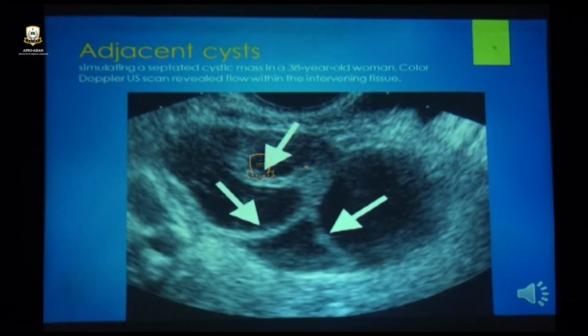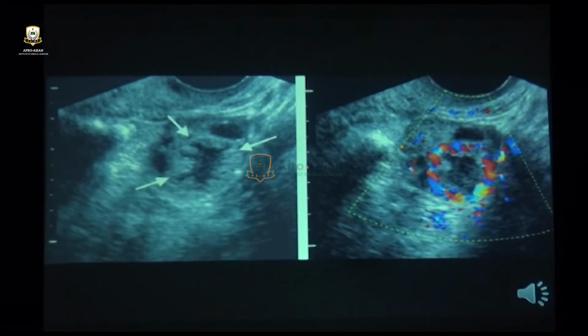This is an adjacent cyst simulating a septated cystic mass in a 38-year-old female. Color Doppler scan revealed flow within the intervening tissues. Such masses need to be followed up and screened for carcinoma.